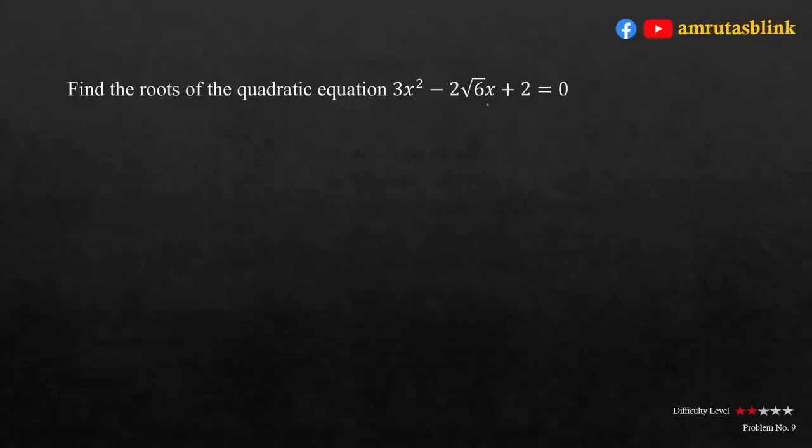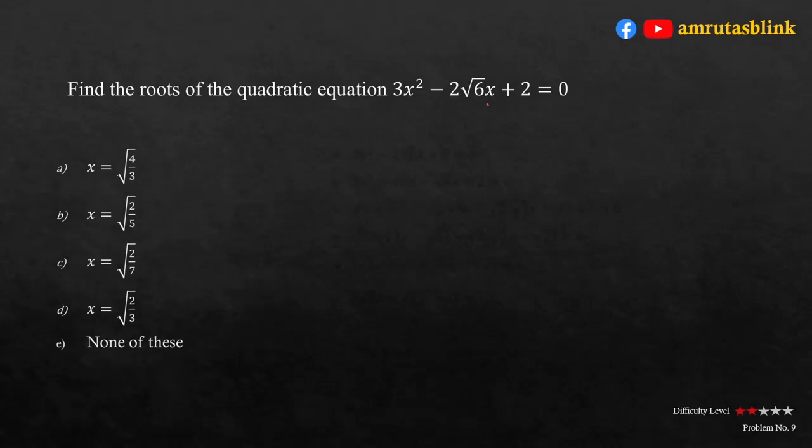Let's move to the problem. Find the roots of the quadratic equation 3x square minus 2 root 6x plus 2 is equal to 0. The options are: x is equal to under root 4 by 3, x is equal to under root 2 by 5, x is equal to under root 2 by 7, x is equal to under root 2 by 3, or none of these. So we need to find the roots of the quadratic equation 3x square minus 2 root 6x plus 2 is equal to 0.